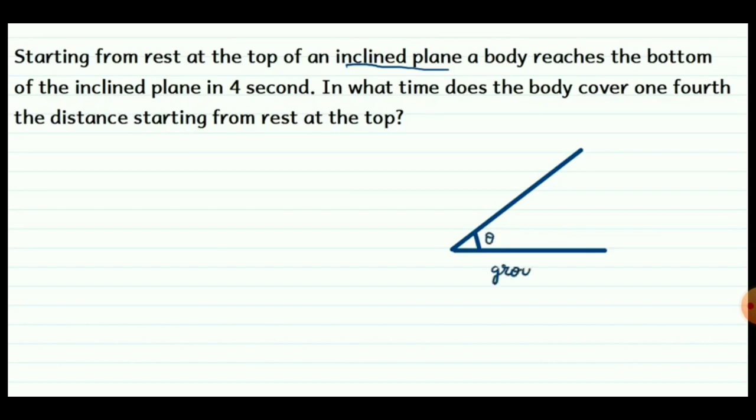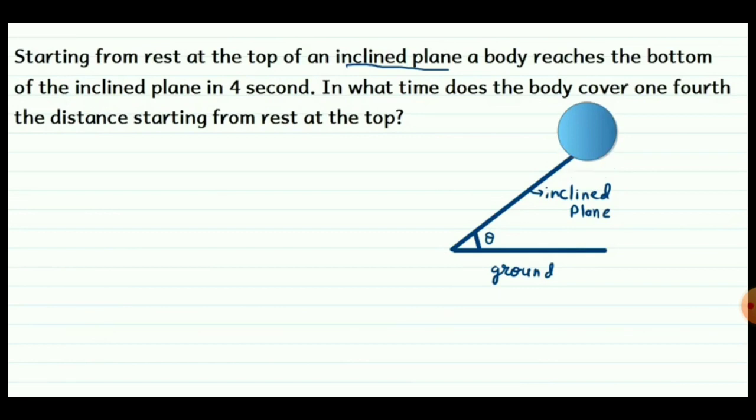So let us suppose this is the ground, or earth surface. This is a flat surface, and an inclined plane means some other plane that is making an angle with the ground. Suppose like a flyover, like we see the Chetak Bridge, so this is making an angle with the ground. This is called an inclined plane in physics.